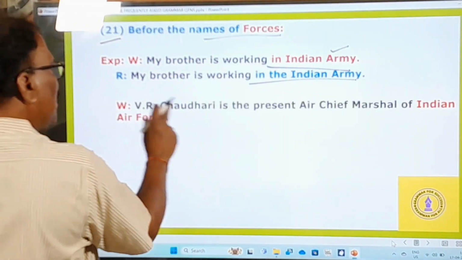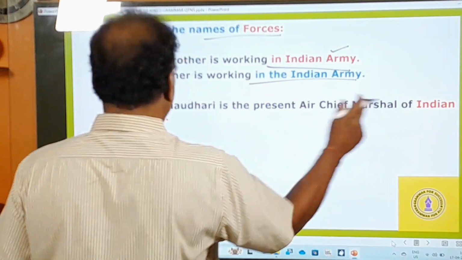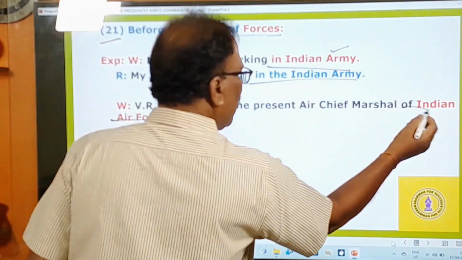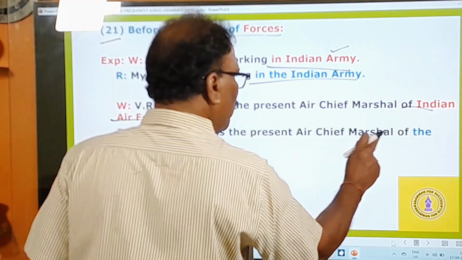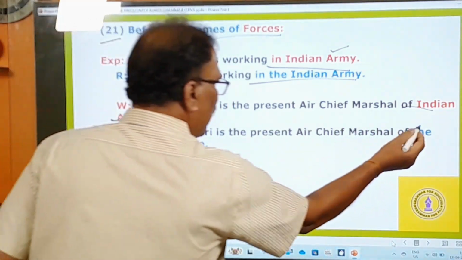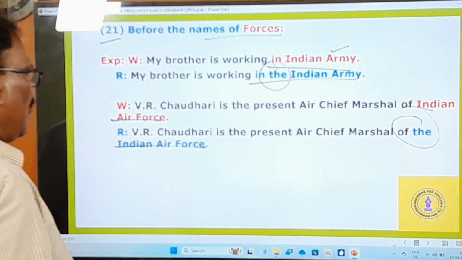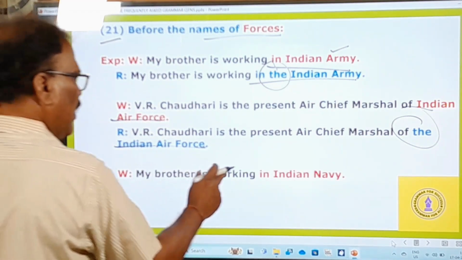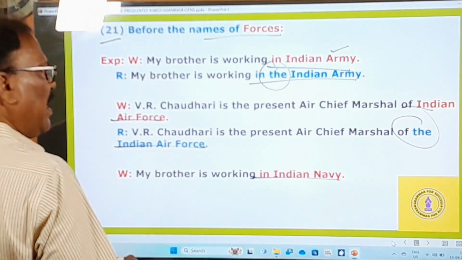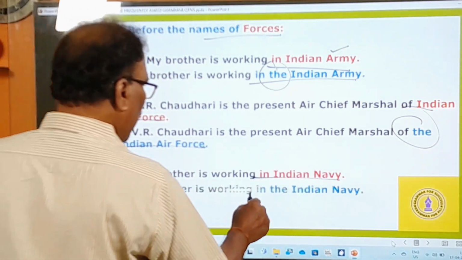And here, V.R. Chowdhury is the present Air Chief Marshal of Indian Air Force. You cannot simply say Indian Air Force. You have to say V.R. Chowdhury is the present Air Chief Marshal of the Indian Air Force. The 'the' is very important, and we miss it. My brother is working in Indian Navy. Don't say in Indian Navy, but you have to say in the Indian Navy.